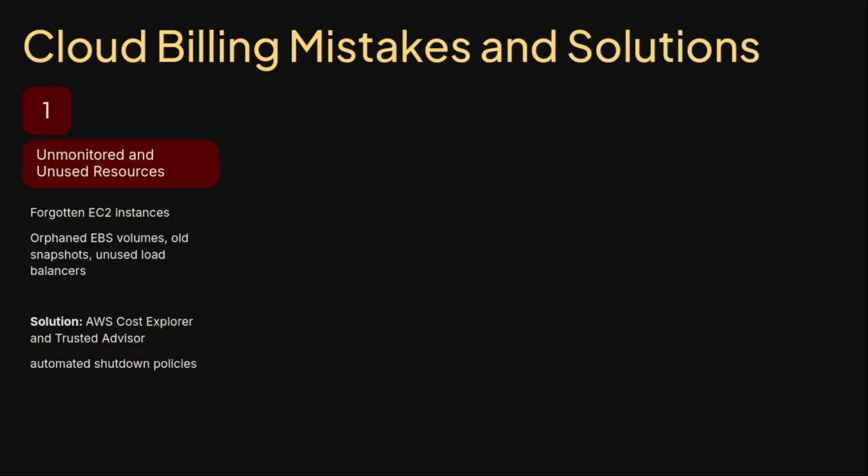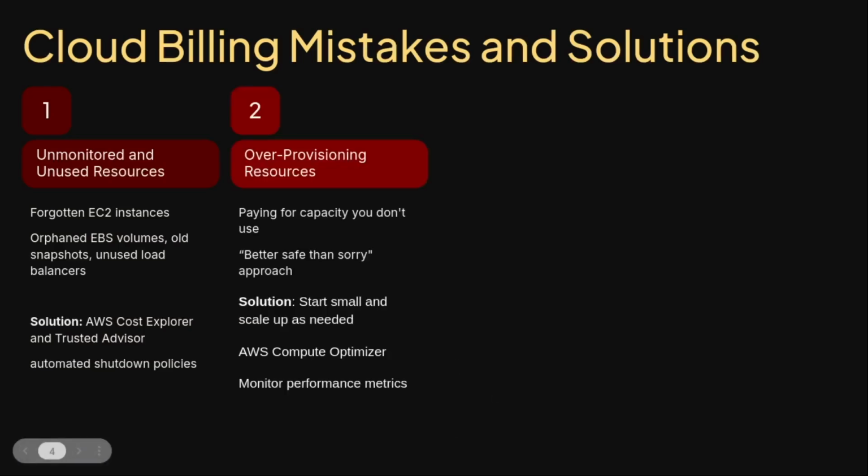The solution is regular housekeeping. Use AWS Cost Explorer to identify those zombie instances and use Trusted Advisor to hunt them down. Better yet, implement automated shutdown policies for non-production environments. A simple Lambda function can save you thousands of dollars.